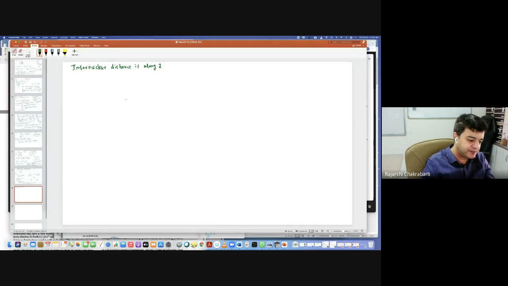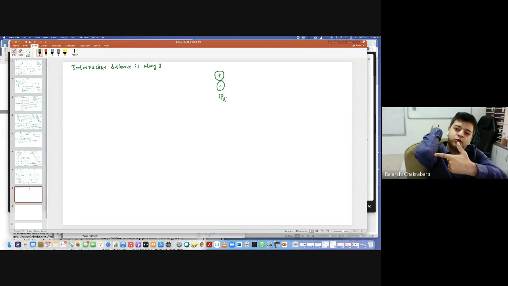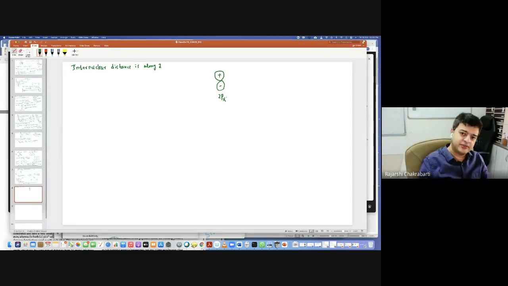So why 2pz? Let us try 2px first. How many of you remember how 2px looks? This is your 2px, no? Because z is the internuclear axis. So this is x, and y is towards you or away from you. This is z, this is x, this is y. These are three axes. Okay?